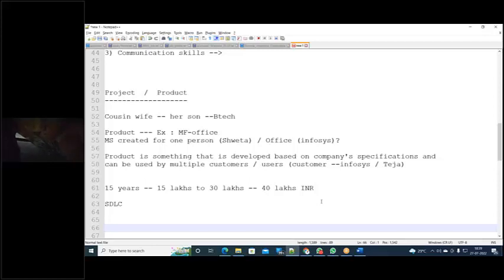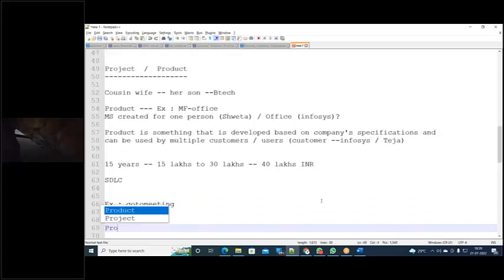Are you absolutely clear what the product is now? Go to the GoTo meeting with which you guys have joined. Is this a product? I haven't explained what a project is, but this is a product. Another example of a product is the GoTo meeting with which you have joined. With this company's specifications, the product is developed and hundreds of customers like me will purchase this product. So GoTo meeting is another example of product based.